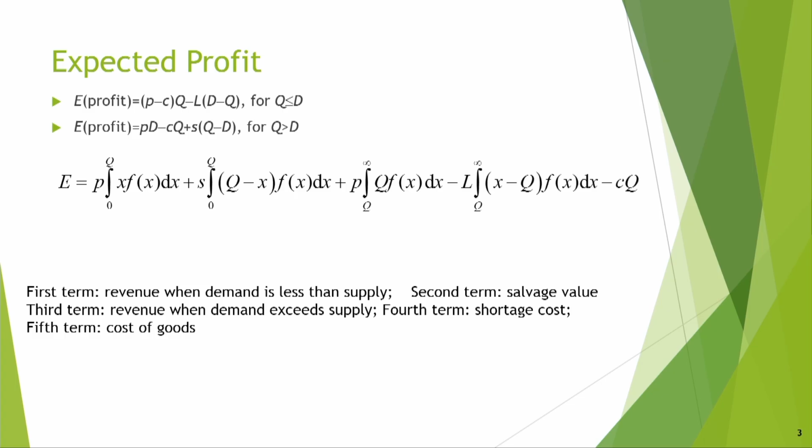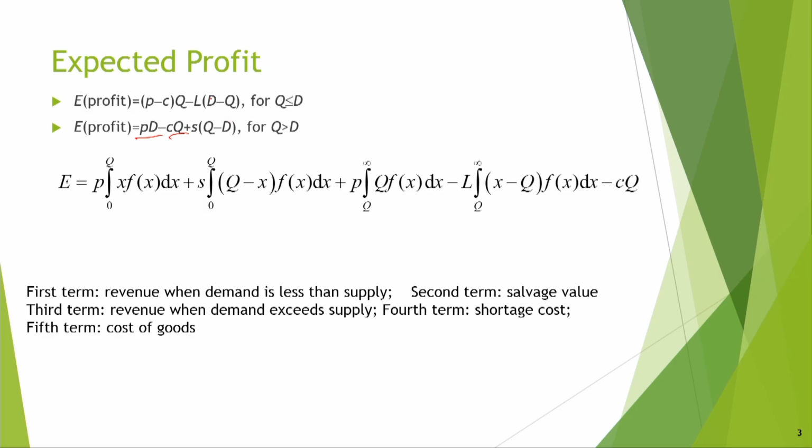And suppose the quantity Q is more than D. In that case the profit will be P into D, because I sold D quantity, minus C into Q. Because demand was D, you cannot sell more than the demand, so revenue generated will be P into D only, because price is P. But minus CQ has been subtracted here, because you purchased Q quantity, so you have to pay that. So PD minus CQ will be there.